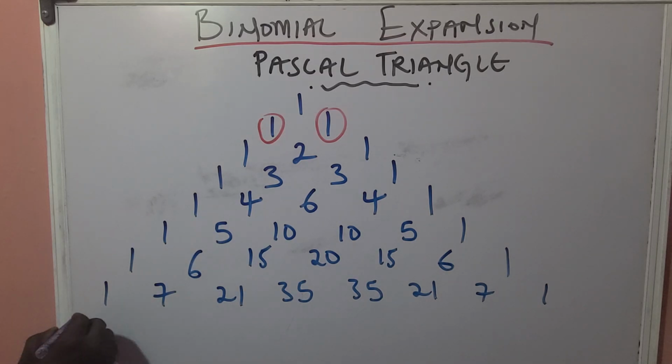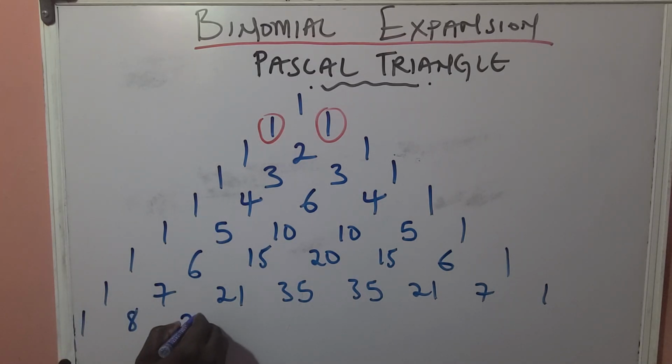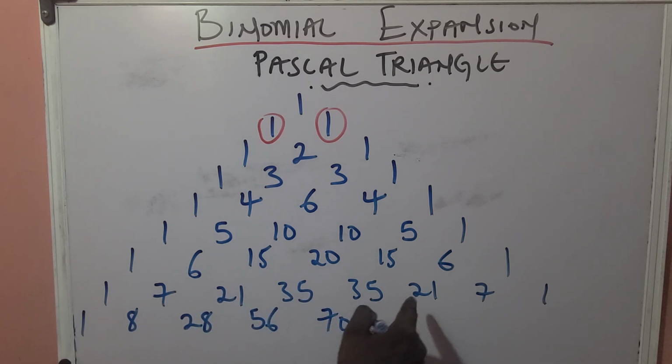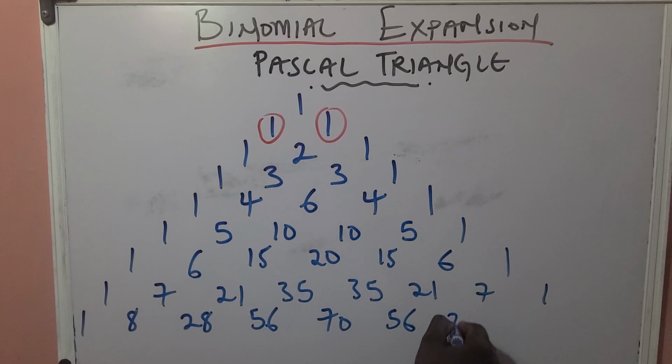All right, let's go on to end at 8. This will be 1, 8, 28, 21 plus this, that will be 56. This will be 70. This will be what? 56. This will be 28. This will be 8. And this will be 1. So this is how we keep on forming our Pascal triangles.